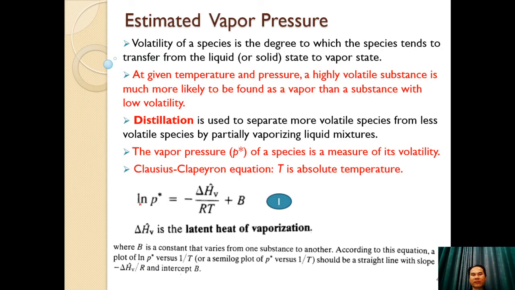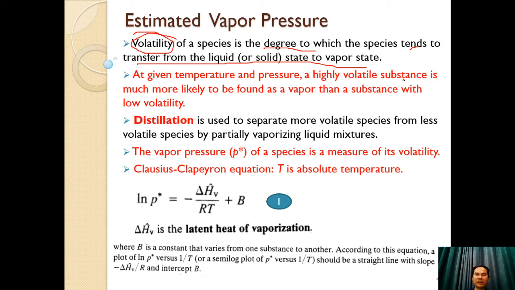Okay. The next step, we talk about how to measure or how to estimate vapor pressure. So if we talk about the vapor pressure, we talk about volatility. Volatility is the property of a liquid or substance that can be evaporated. Right? We call it the degree of volatility. Volatility is the degree to which species tend to transfer from liquid or solid to the vapor state. At a given temperature and pressure, a highly volatile substance is much more likely to be a vapor than a substance of low volatility. That means high volatility means the substance loves to vaporize, right?